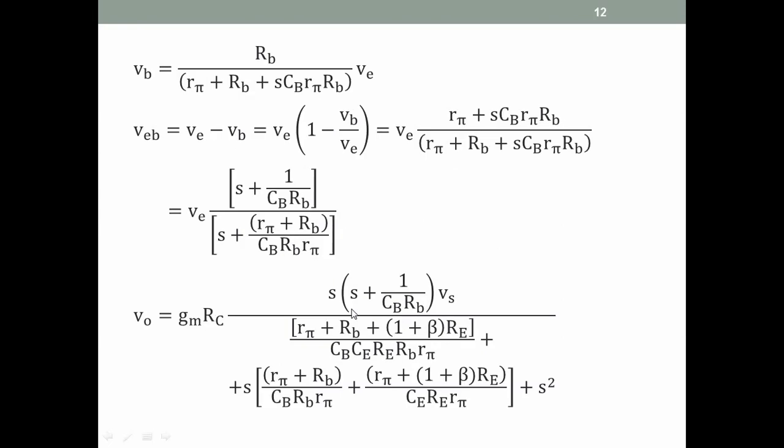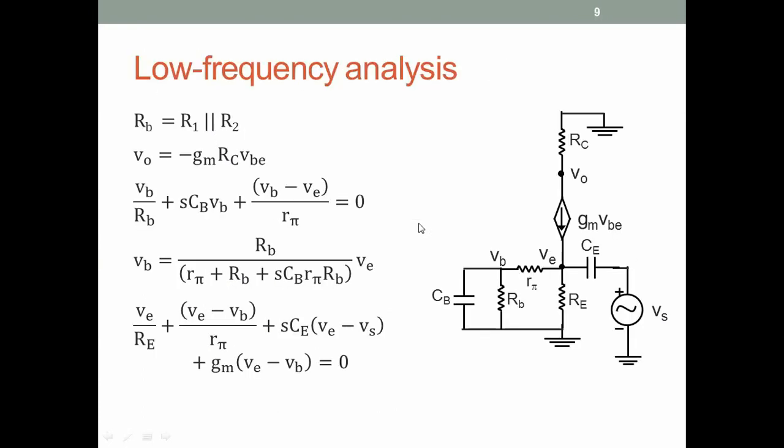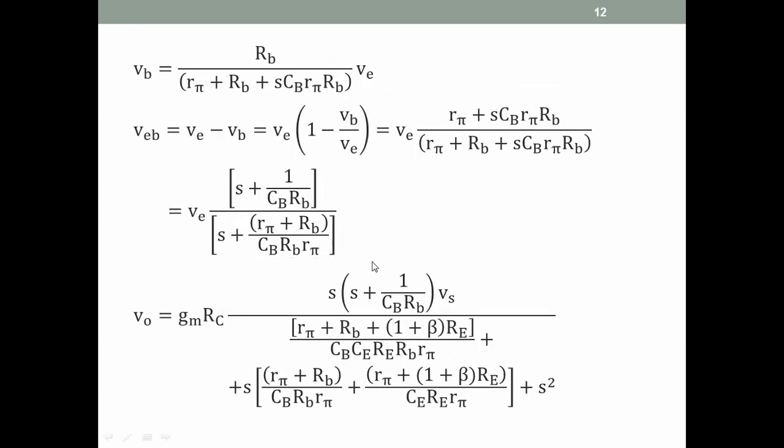What we want to find, of course, is VO. So let me go back. So we got VE in terms of VS. We want to find VO, which is minus GMRC VBE. We found VE, we know VB in terms of VE. So we need to put all of this together. So let's put it all together.